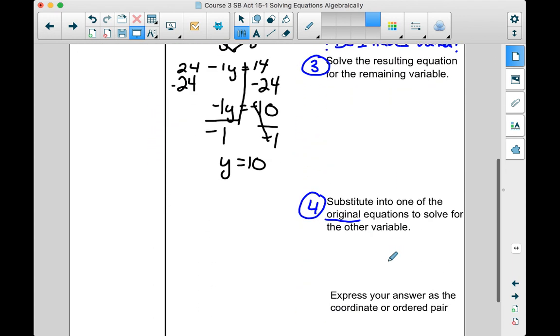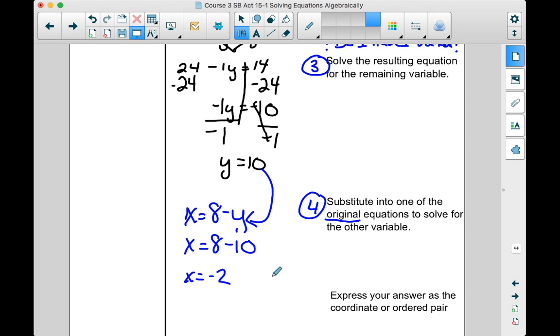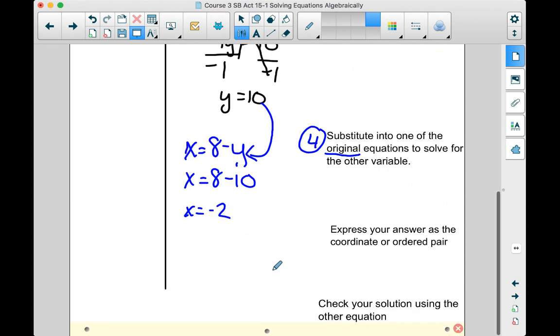So when we manipulated it, we said that x equals 8 minus y. Well, now we know that the y value is 10, so I can say x equals 8 minus 10. Sorry, that's sloppy. Let me fix that. The way I got that 10 is that y value right there. So 8 take away 10, so x would be negative 2. So according to that, my solution is negative 2, 10. Because my y value is 10, my x value is negative 2.